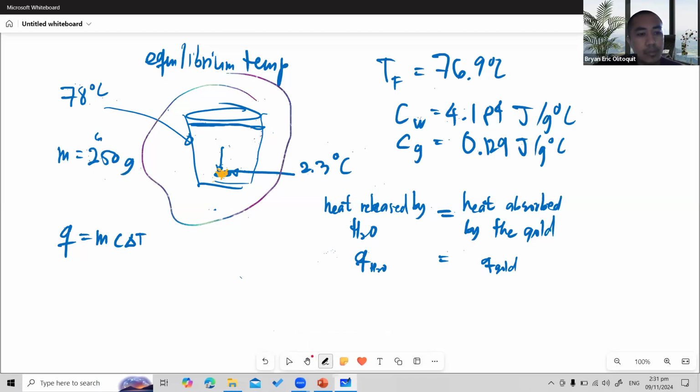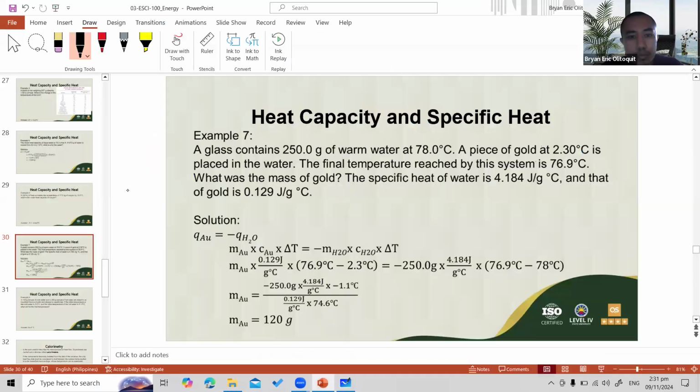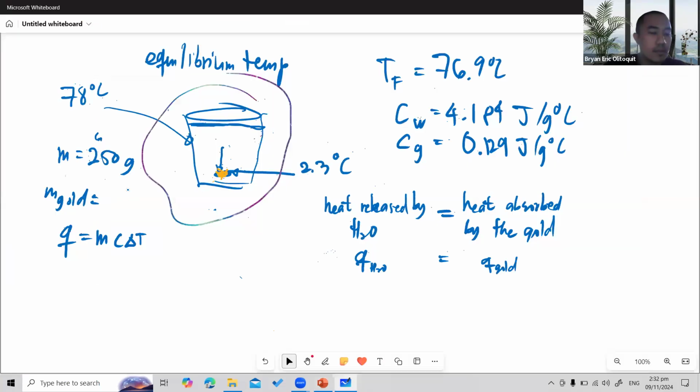And yung gold naman, for the mass of gold, we're asked to determine the mass of gold pala. Di natin alam to. Yun pala yung hinahanap natin, yung mass of gold.